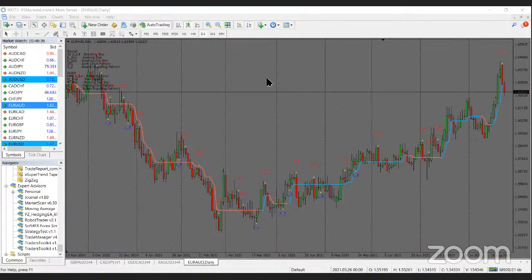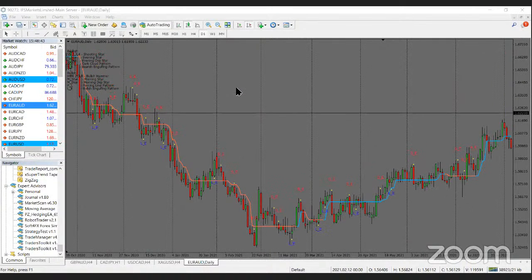So for next week, for the upcoming week, I'll be testing the Doji Star and the dark cloud pattern. Personally, I have never traded a dark cloud pattern or a piercing line pattern. But what are these two?